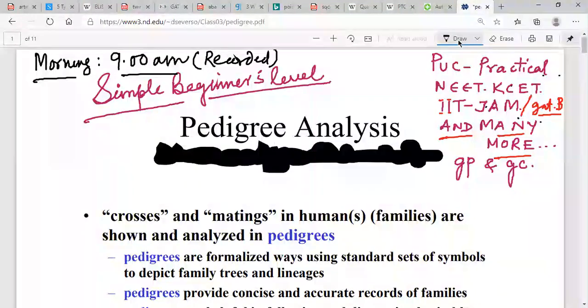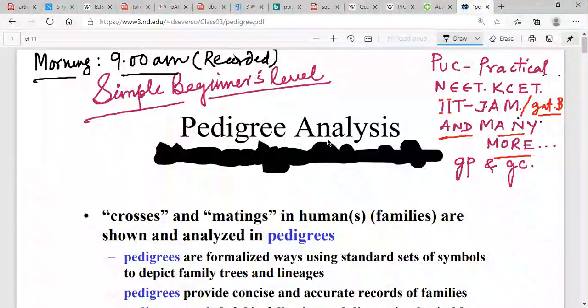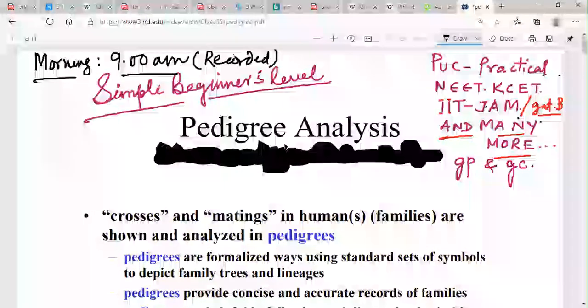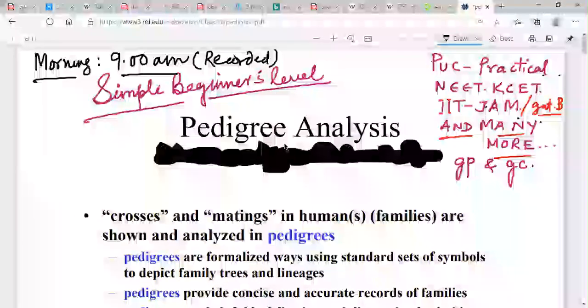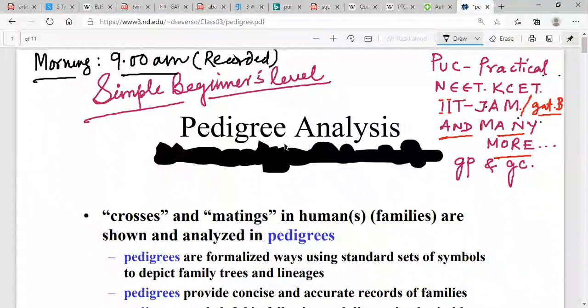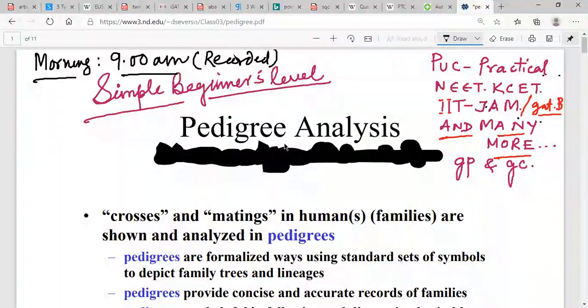At this lockdown stage, it is a little bit difficult to access the lab and we cannot go for the practicals. So today we shall be discussing practical genetics, pedigree analysis, how to solve a given pedigree for the NEET, KCET, PUC practical, and also for IIT JAM, Graduate Aptitude Test for Biotechnology, and many more examinations that deal with this kind of pedigree problems.